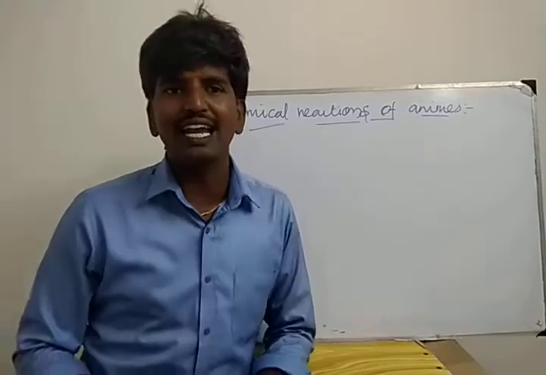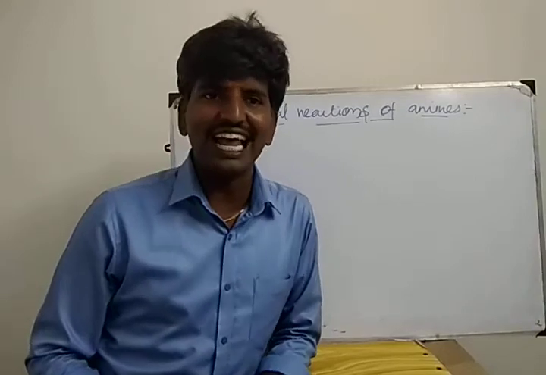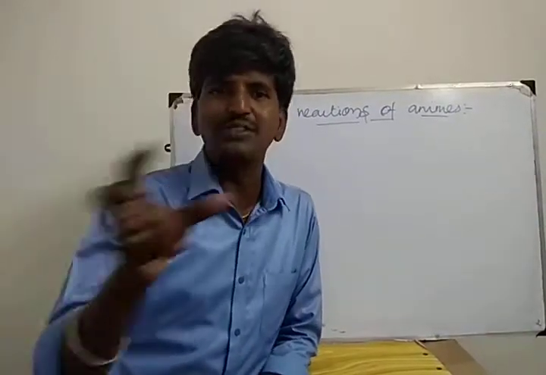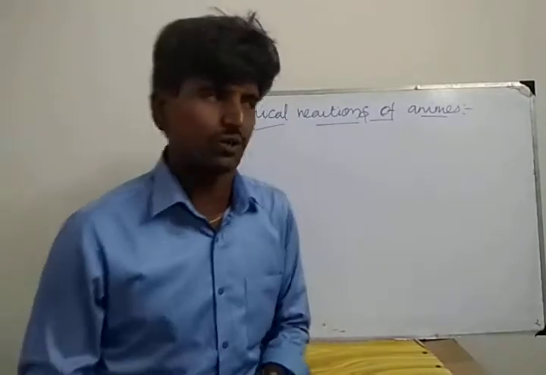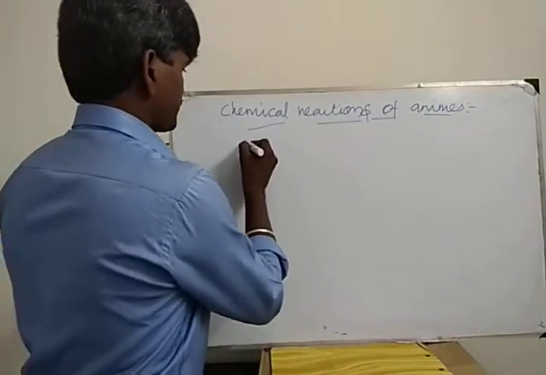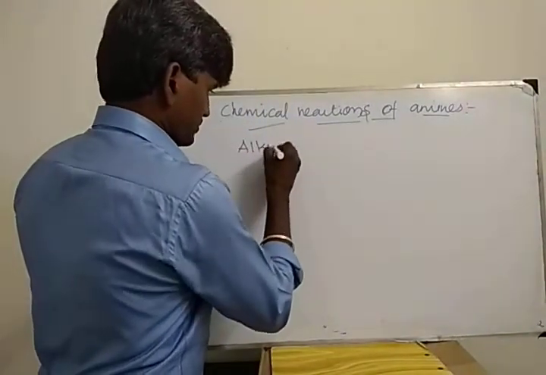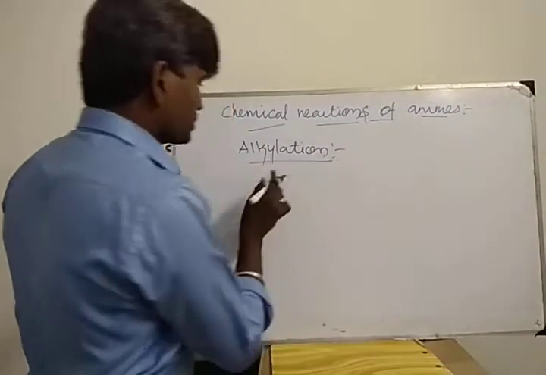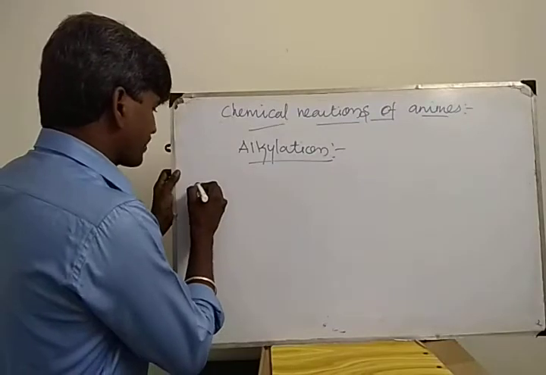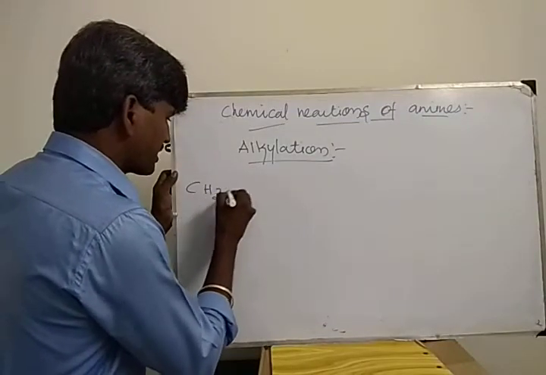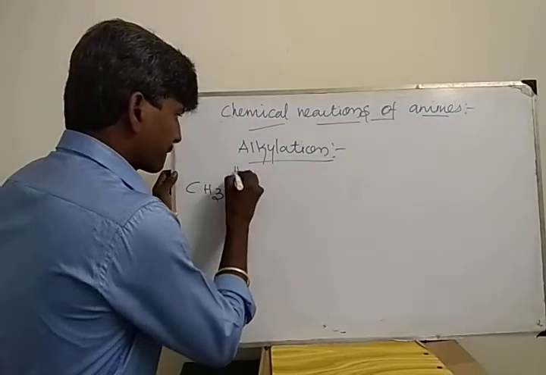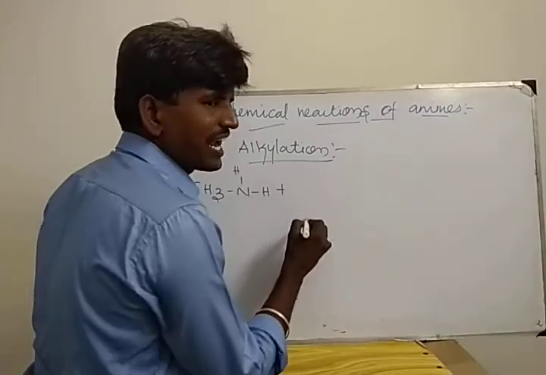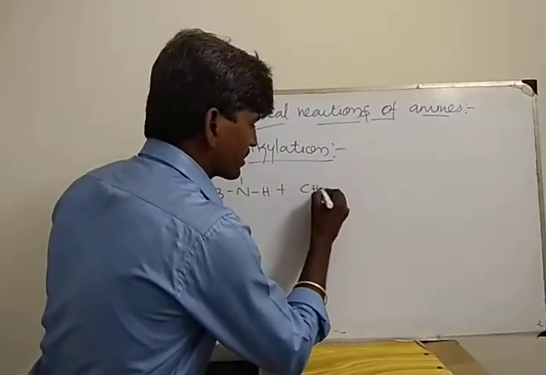What do you mean by alkylation? Addition of alkyl halide is called alkylation. That alkyl halide gives an alkyl group to the reactant. I am going to do the alkylation process in an aliphatic amine. For example, I am going to take methanamine. If you want to do alkylation, you have to add an alkyl halide, so I am going to take methyl chloride.